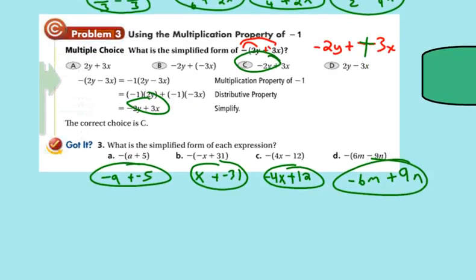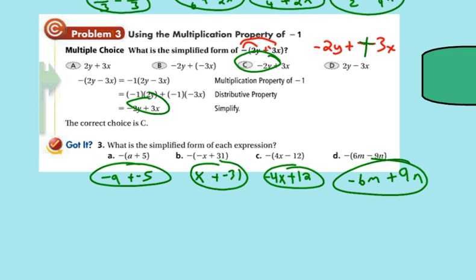Finally, last section, you get negative a, that's an a, not a 9, plus negative 5. B is positive x plus negative 31. C is negative 4x plus 12. And D is negative 6m plus 9n.